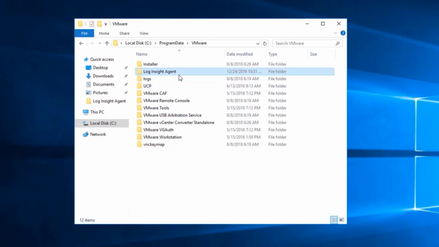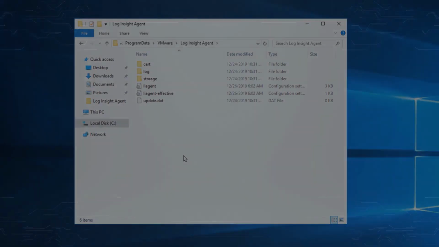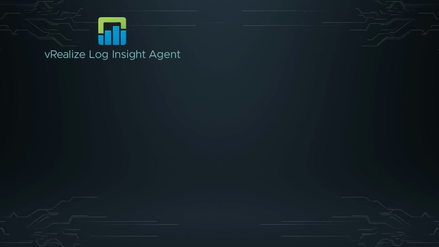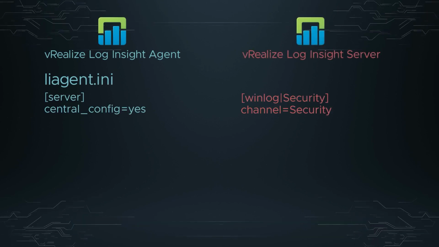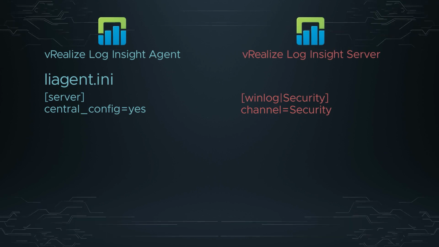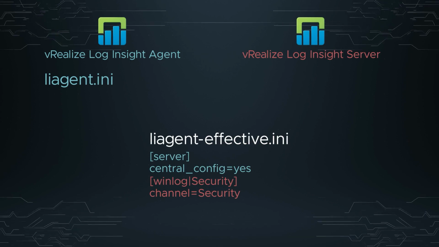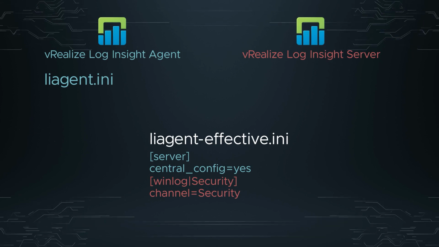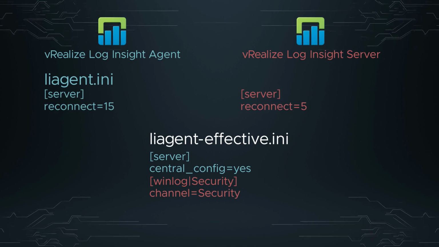In the vRealize Log Insight agent's folder are two files, liagent.ini and liagenteffective.ini. Users can directly modify the Log Insight agent's configuration via liagent.ini, as well as configure it via the server. These two configurations are then merged automatically, and the agent uses the liagenteffective.ini file as its operating configuration. In the event that the local and server-side configurations have conflicting values for the same key, then the server-side key is used.